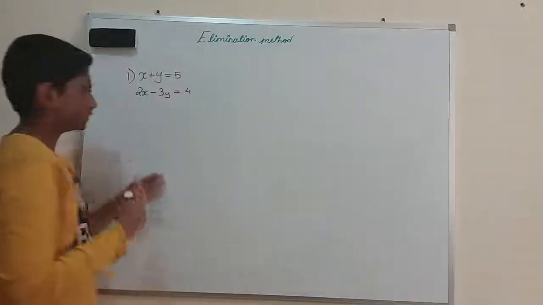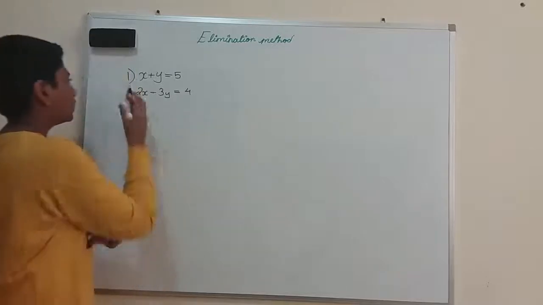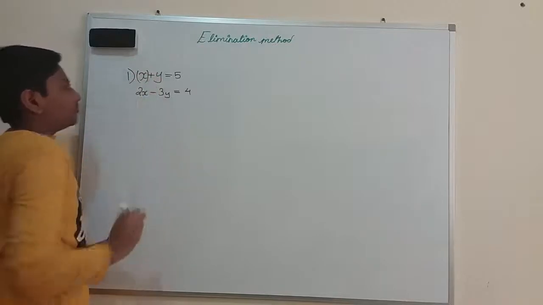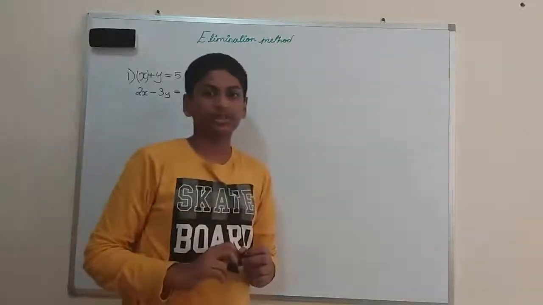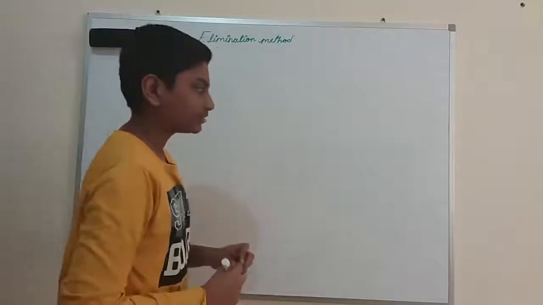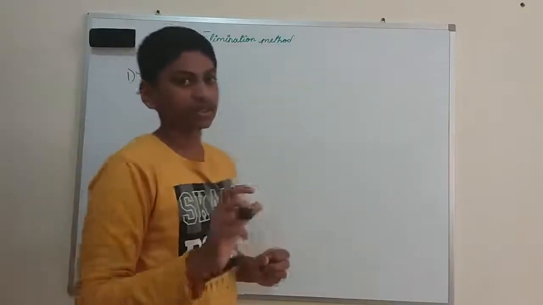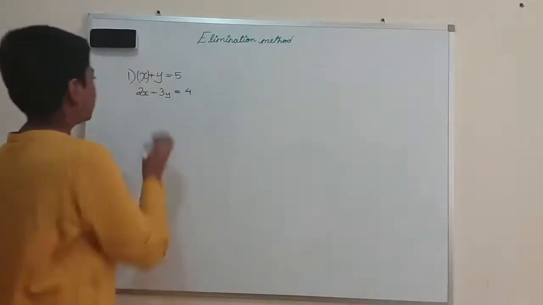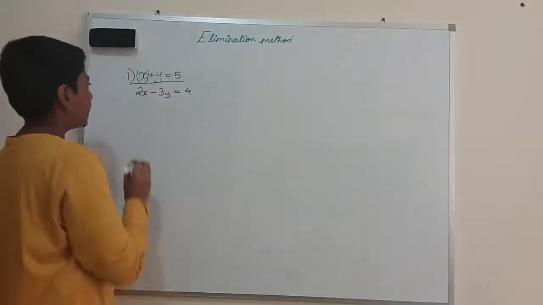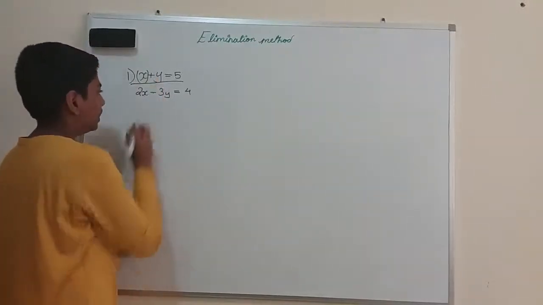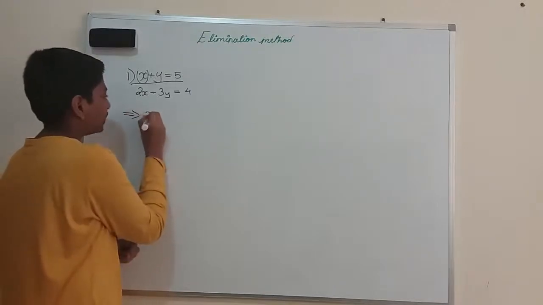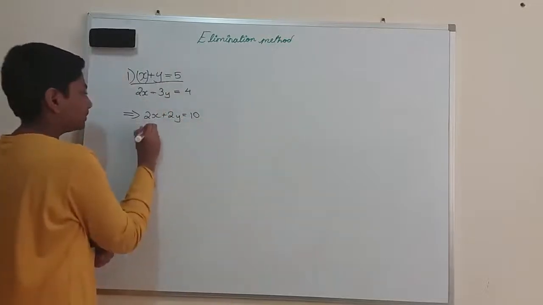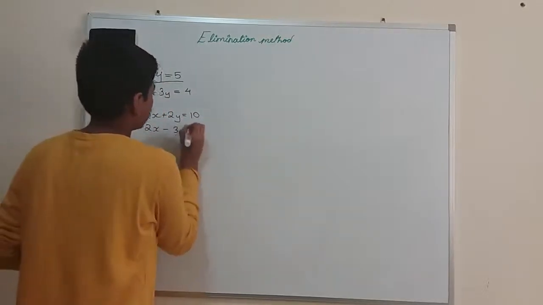So I am going with x. I need to make the x terms common, so I am multiplying the smaller number. I cannot multiply only this term. As I explained in my previous video on the substitution method, we should not multiply only one term, we should multiply the whole equation. Here we multiply only this pair by 2, so that they both become common. So we get 2x plus 2y equal to 10, and the bottom one stays the same: 2x minus 3y equal to 4.